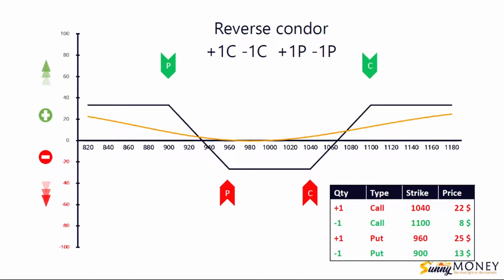In this example, we buy call options at strike 1040 and put options at strike 960, paying $47 and, to decrease the cost of the position and consequently the risk, we sell a call option at strike 1100 and a put option at strike 900. This allows us to collect a total premium of $21. We can reduce the cost of this long strangle from $47 to $26, simply limiting the theoretically infinite profit potential. In this case the technical term is reverse condor.